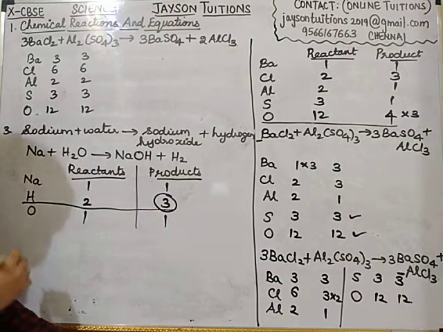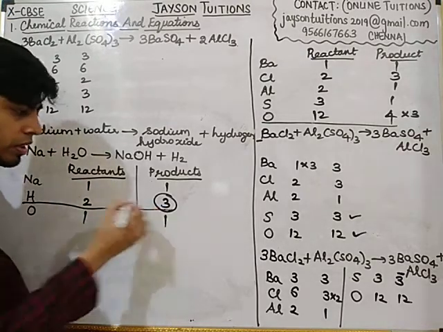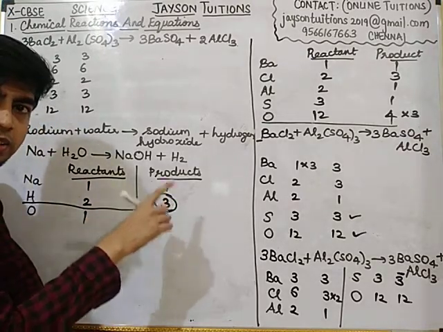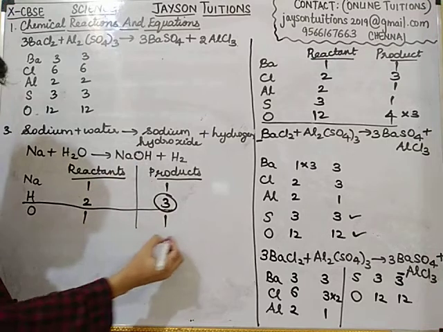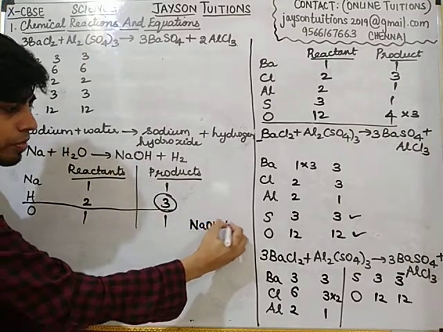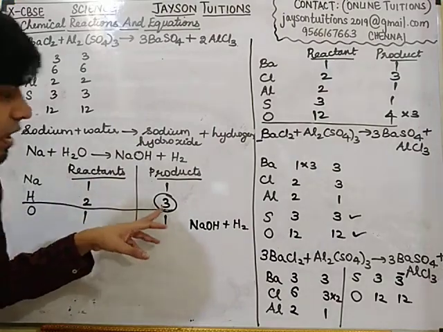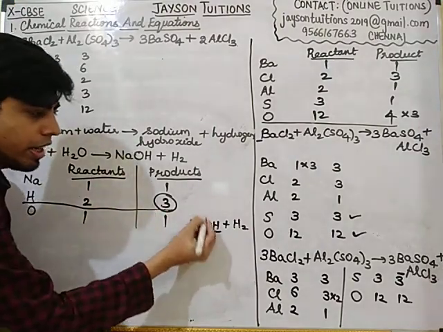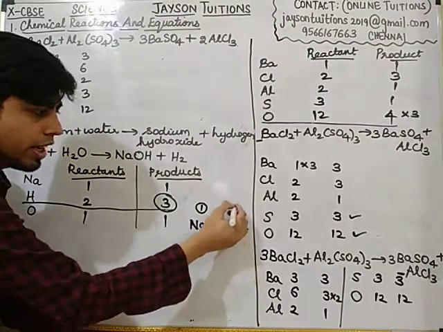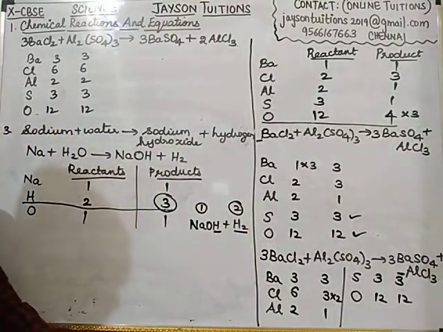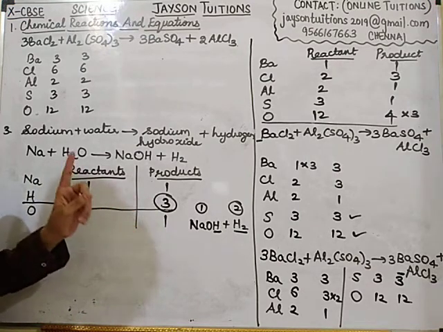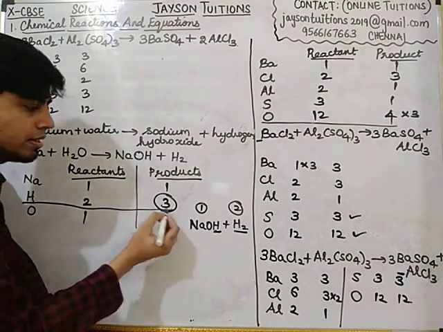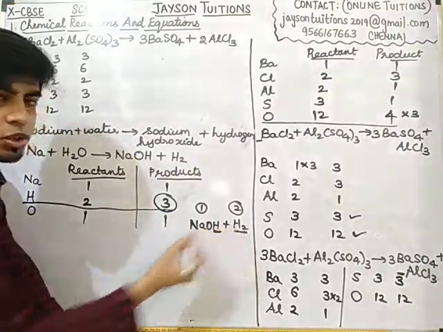So 3 hydrogens. Okay, so this odd number I have to change it into even number. So first you find out whether the 3 hydrogens are in the same place or they are in different places. So what are the products here? NaOH plus H2. So how are these 3 hydrogens present? This side only 1 hydrogen is present. This side 2 hydrogens are present. Okay. Now I have to change the odd number into even number because I am not able to balance them by multiplication. So here this 3 is split up into 1 plus 2.